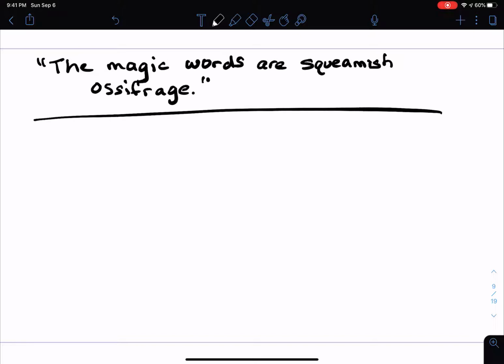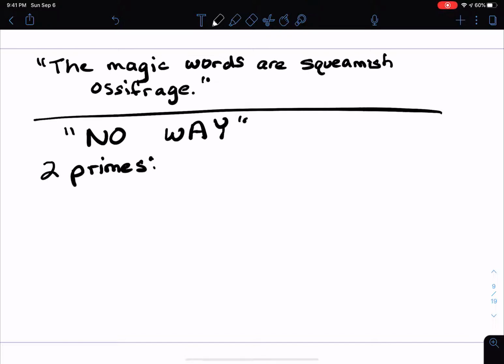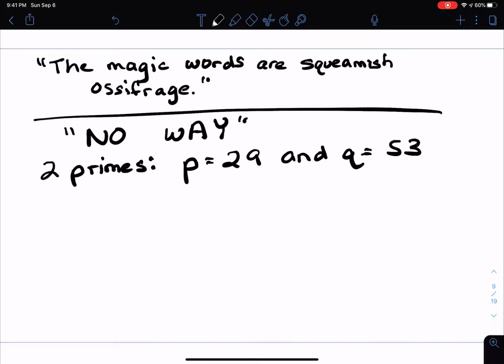Let's not try to encode that message. Let's take the message "no way" and let's see how we would encrypt that using the RSA system. For our purposes, we're going to use 2 small primes. The RSA system would use 2 ginormous primes. We're not going to do that. We're going to use 29 to stand in for P, and 53 to stand in for Q. So 29 and 53 are both prime numbers.